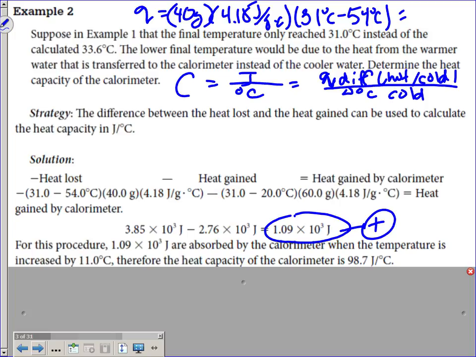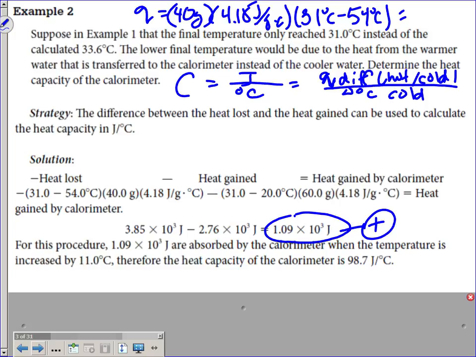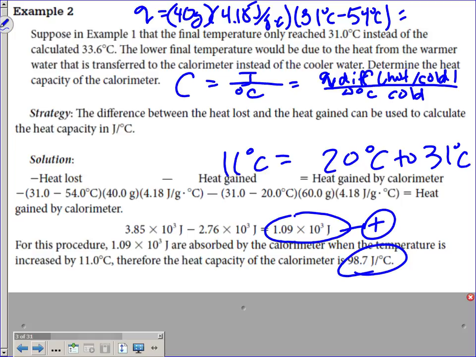Sometimes in semesters we walk through the process and you can write down everything you want to, but I am videoing too. Separately, the cold water went from 20 degrees Celsius to 31 degrees Celsius, so that temperature difference is 11 degrees Celsius. When you take your Q divided by your temperature change, it is in reference to the thing that's doing the absorbing, which is the cold water. So you divide by 11, you get 98.7 joules per degree Celsius. So you're doing Q divided by the temperature change.